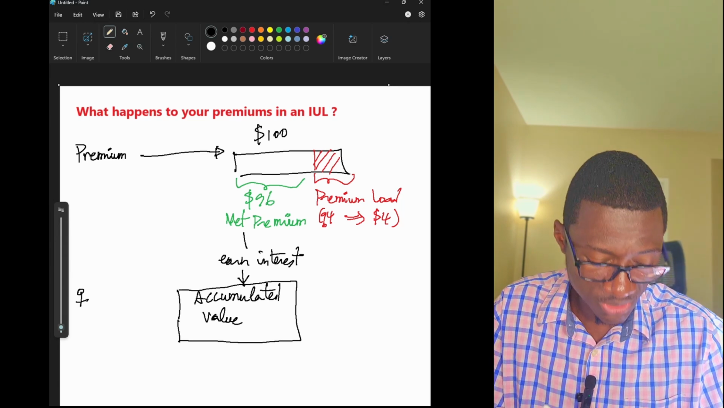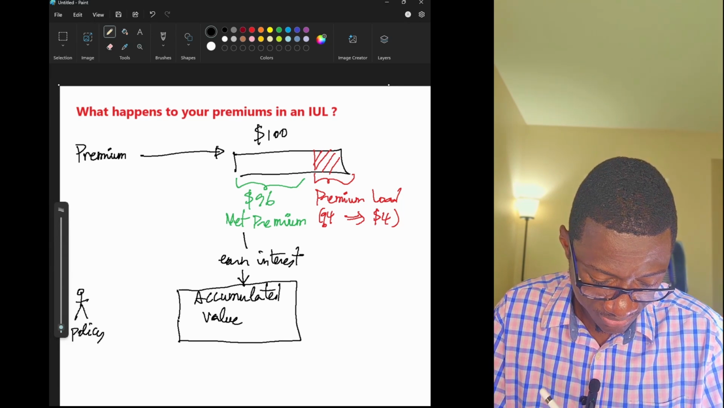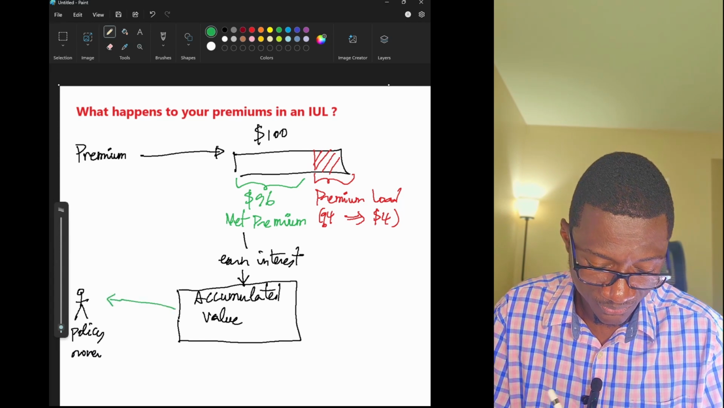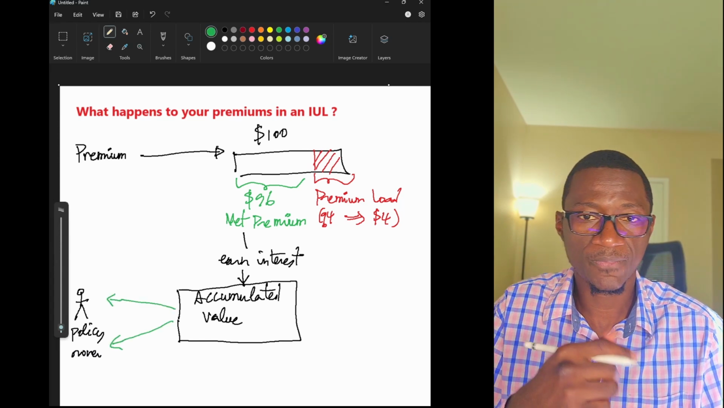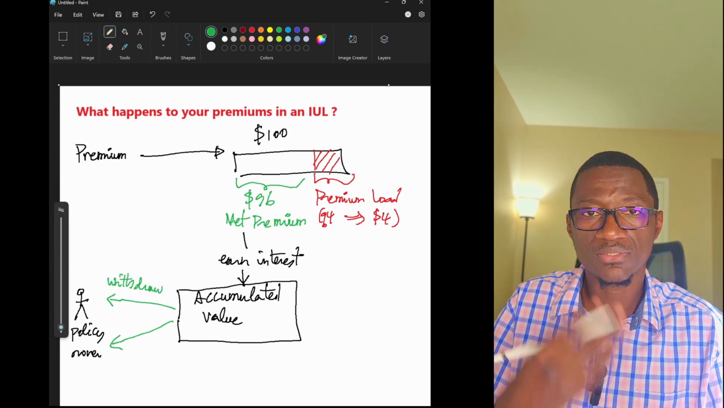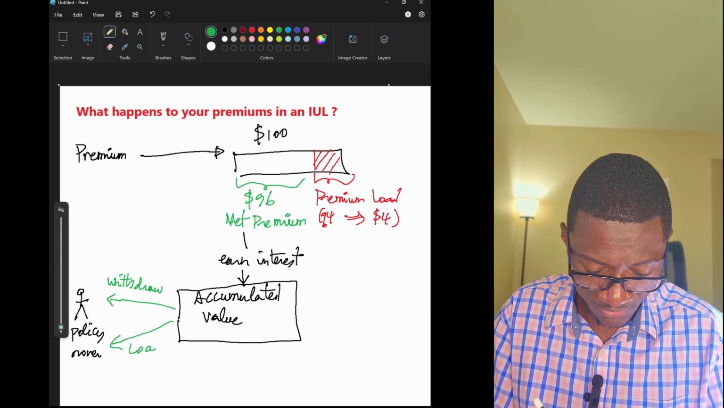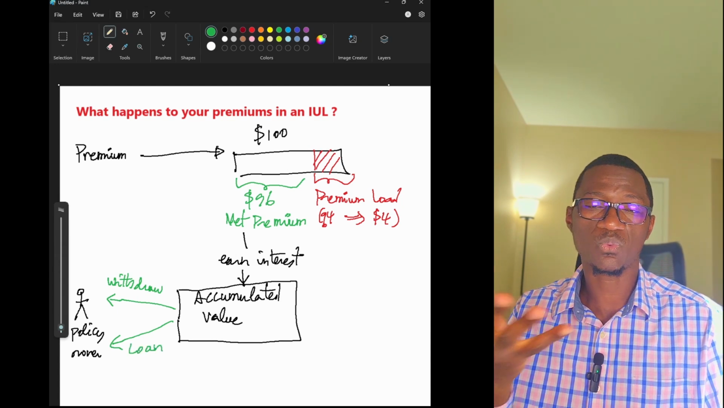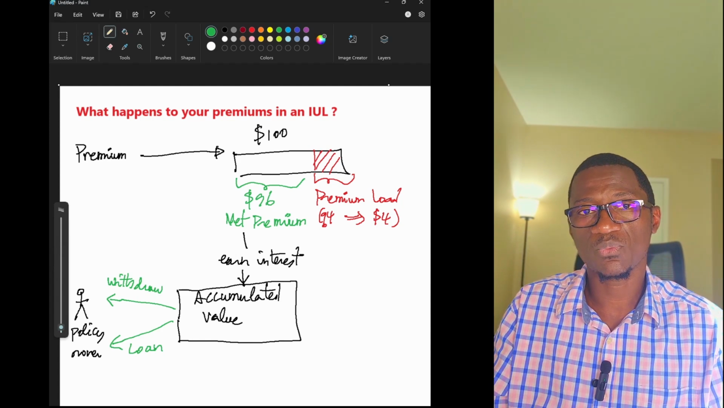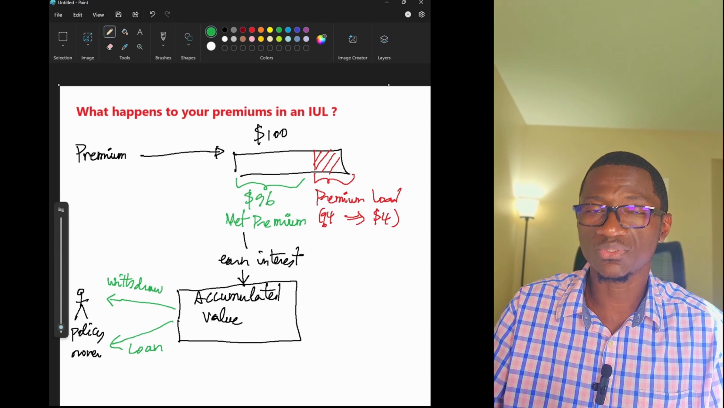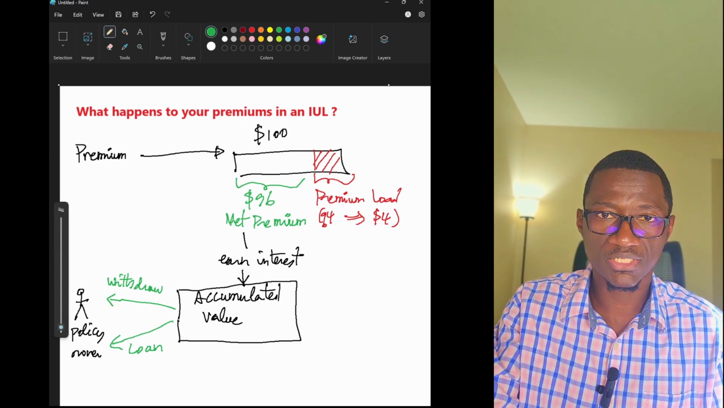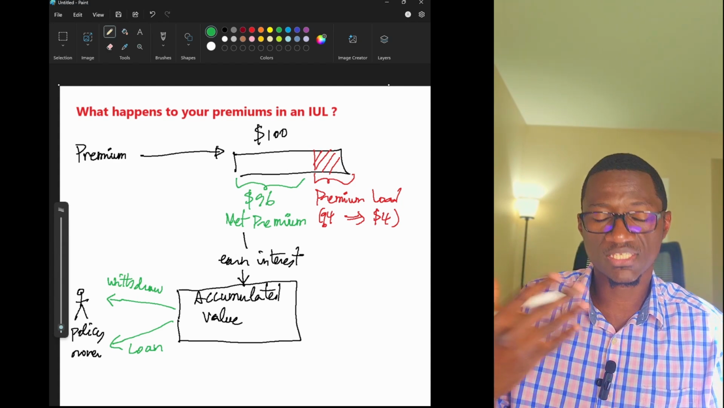Now you, the policy owner, you stand right here. And you can access the accumulated value through two different means. The first one is through a withdrawal, and the second way is through a loan. So the withdrawal is just basically like what you do with your bank account. You just go and take the money out. The loan is different. With the loan, you don't touch your accumulated value. You take some money from the insurance company. So they loan you the money that you want, and they use your accumulated value as collateral.